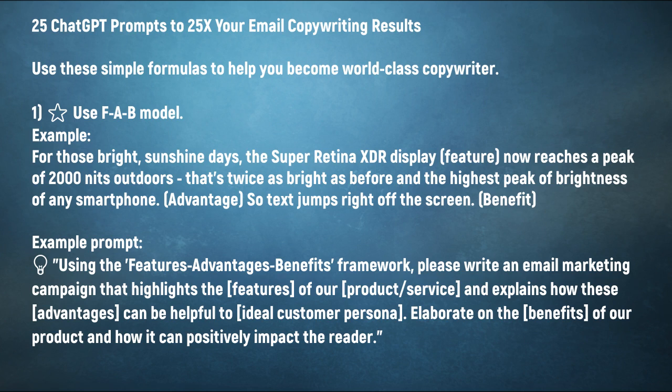1. Use the FAB model. Example: For those bright, sunshine days, the Super Retina XDR display feature now reaches a peak of 2000 nits outdoors. That's twice as bright as before and the highest peak brightness of any smartphone. Advantage: so text jumps right off the screen. Benefit. Example prompt: Using the Features Advantages Benefits framework, please write an email marketing campaign that highlights the features of our product service and explains how these advantages can be helpful to ideal customer persona. Elaborate on the benefits of our product and how it can positively impact the reader.